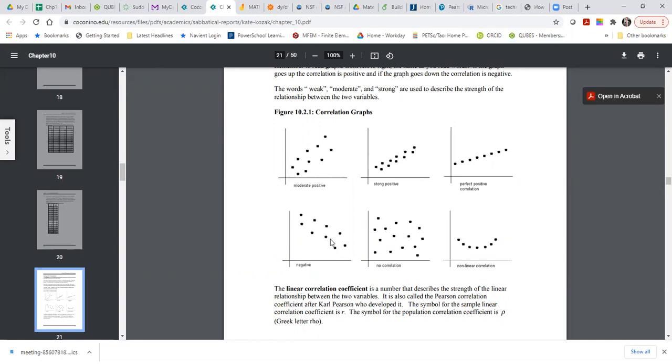And this is negative, as you go from left to right it moves down. Okay. And this we call no correlation, if the data is scattered all over the place. Okay, so we can see the linear correlation coefficient will be 0 for this. Okay, and this one is non-linear correlation because it's kind of a curve, right, or parabola. Okay.